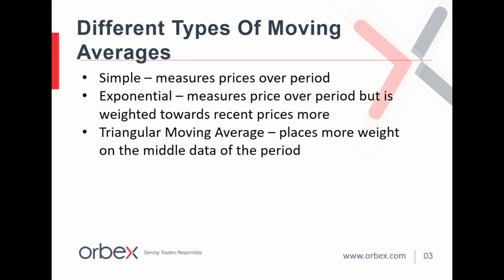We then have the triangular moving average. Whereas the exponential moving average places more weight on the most recent data, the triangular moving average places more weight on the middle period of the data. As I say, there are a whole bunch of moving averages that have slightly different calculations, and you can find traders and systems using them all. So it's definitely worthwhile playing around with the different types of moving averages to find the ones that you like. But as I say, those three are certainly the most common.